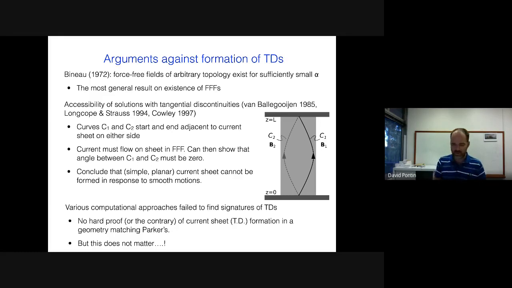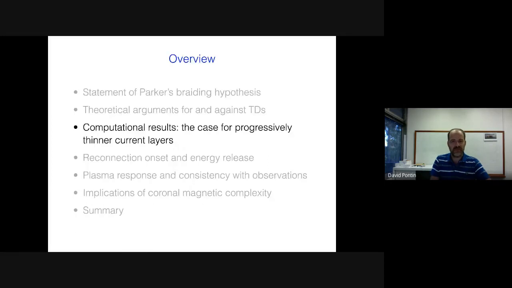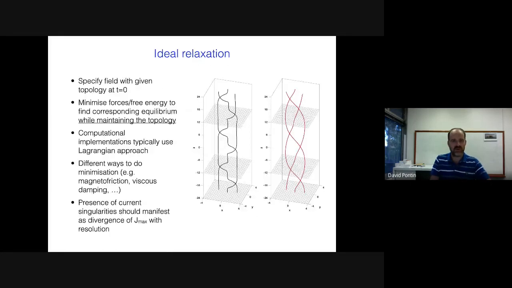So what I hope I'm going to convince you of in the next few slides is that, for the sake of understanding the behavior of the corona, it doesn't actually matter whether we approach a state with genuine tangential discontinuities. Okay, so we're going to switch on to talking about some more computational results. Just one slide about the kind of philosophy of how this works.